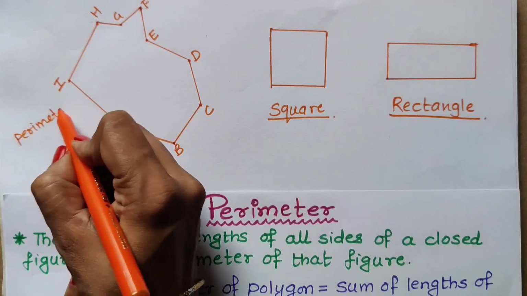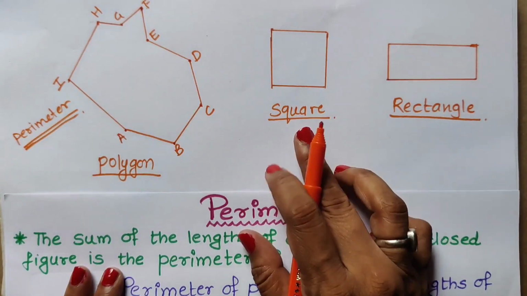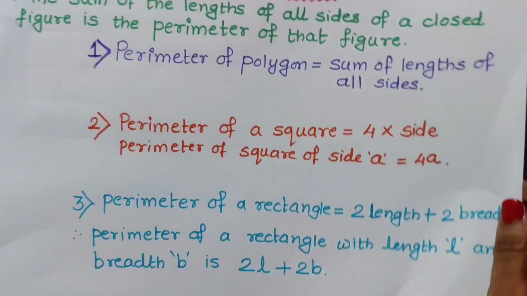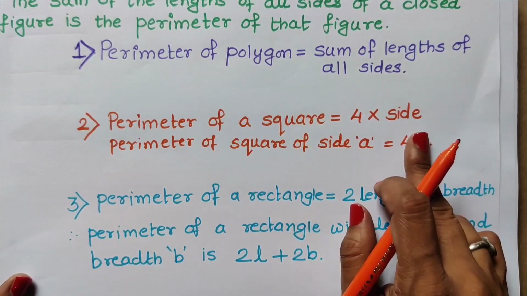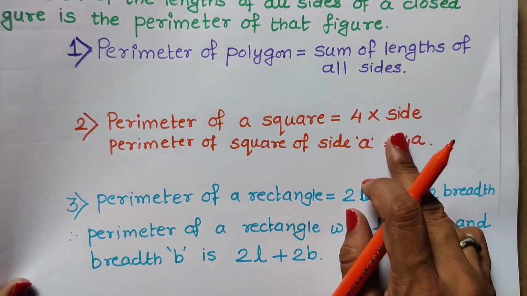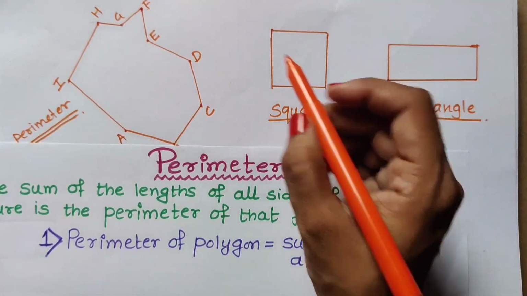Okay, perimeter means addition of the lengths of all sides. Now for the perimeter of a square, we have a formula. What is that formula? The perimeter of a square is equal to 4 multiplied by side. Why 4 multiplied by side? Because in a square all sides are congruent. So in a square all sides are congruent.